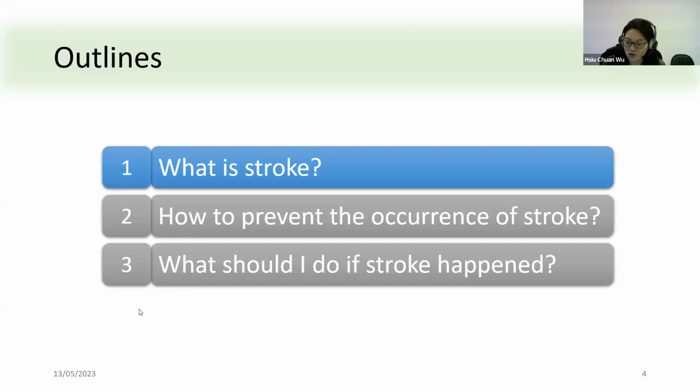And last but not least, I'm going to talk about what you can do if a stroke happens. So we're going to talk about what stroke is like.